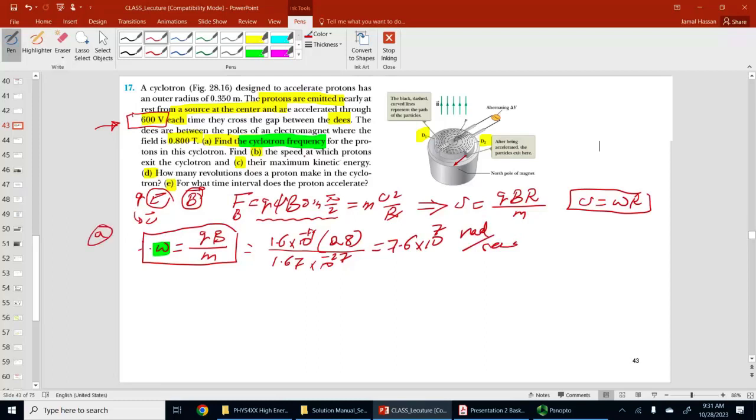B, the speed at which protons exit the cyclotron. This should be easy because we have the equation for the speed. So for B, v basically is equal to omega r. So we have these two values, and if you apply r, in this case 0.35, the final answer will be 2.7 times 10 to the power 7. This is meter per second.